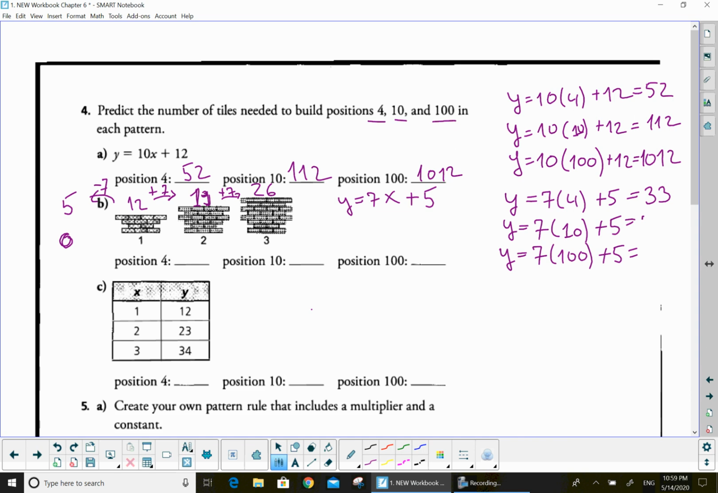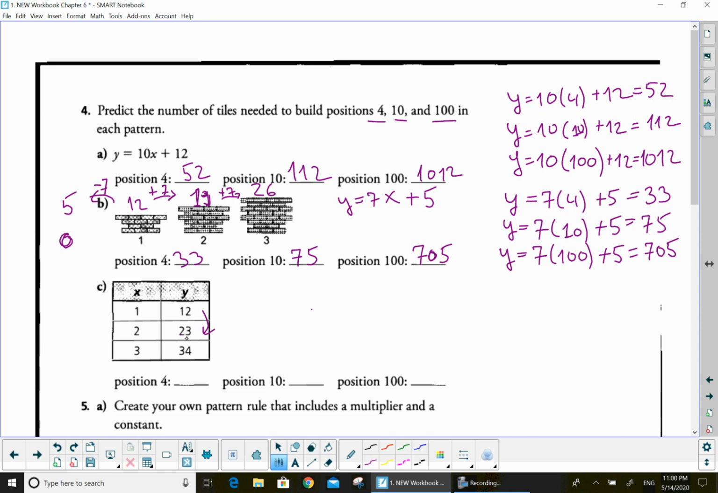So 7 times 4 is 28, plus 5 is going to be 33. 7 times 10 is 70, plus 5 is 75, and 7 times 100 is 700, and plus 5 is 705. So those are our number of tiles in position 4, 10, and 100. There we go. And the last one, table of values, same process, but I actually find it a little bit easier because tiles are counted for us.